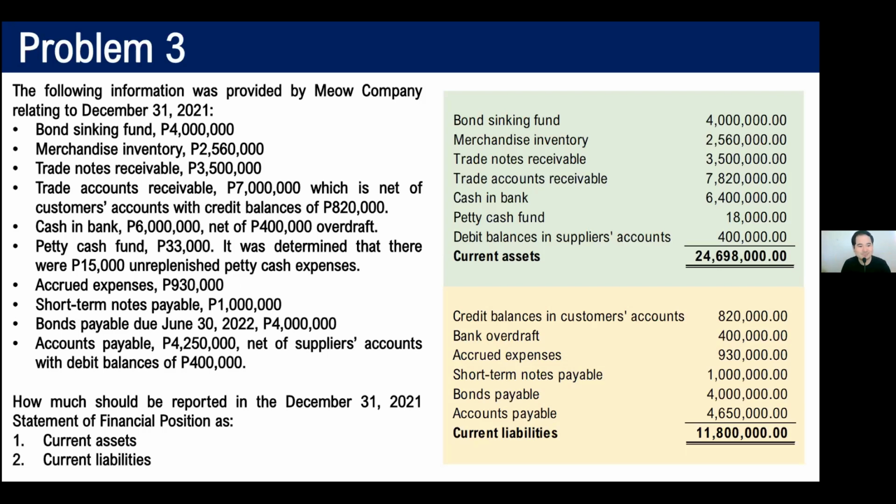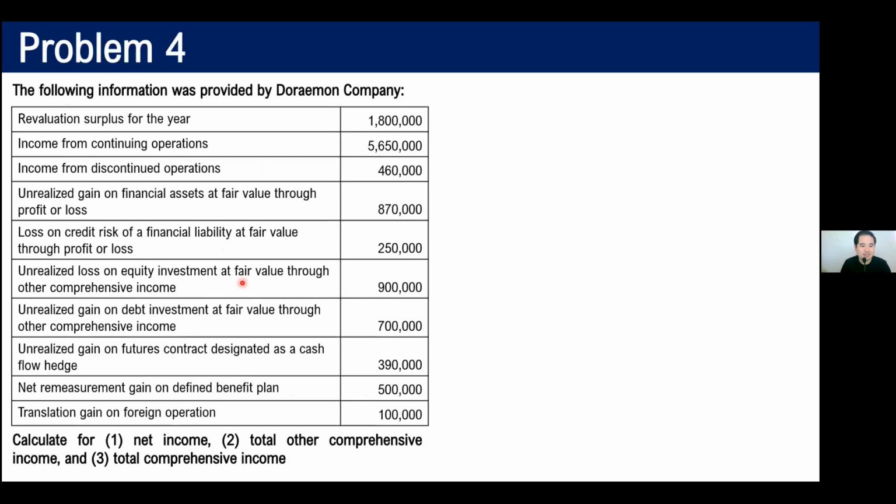Problem 4 tayo. The following information was provided by the Raymond Company. Calculate for your net income, total other comprehensive income, and total comprehensive income. Huwag kayong malilito sa TOCI tsaka sa TCI. Total other comprehensive income tsaka total comprehensive income. Yung total other comprehensive income, yung mismong OCI mo lang yon na total effect. Yun na yun. Yung total comprehensive income, yan yung PL at saka OCI effects mo. Ibig sabihin, yung endpoint ng statement of comprehensive income mo.